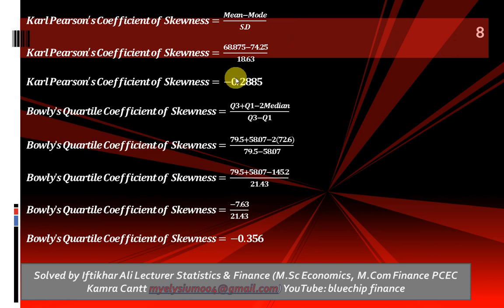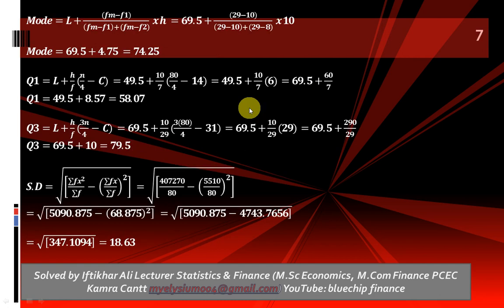And Bowley's method is equal to quartile 3 plus quartile 1 minus 2 median divided by quartile 3 minus quartile 1. So here we need different calculations: mean, mode, standard deviation, quartile 3, quartile 1, and median. Through these calculations we can calculate these 2 measures of skewness.